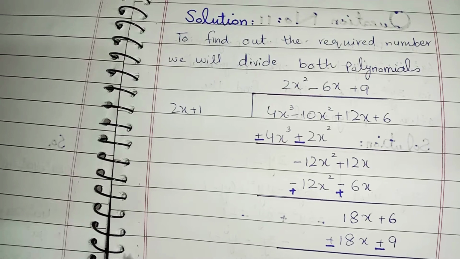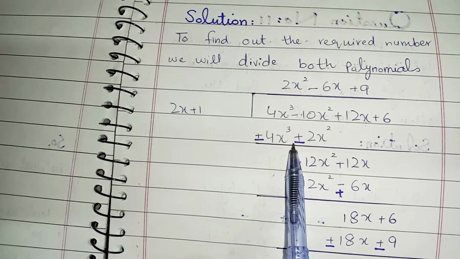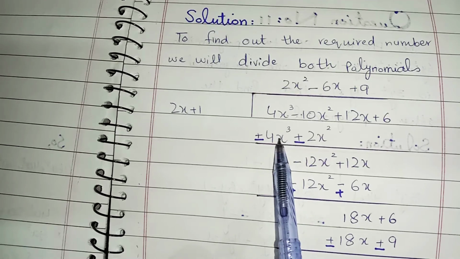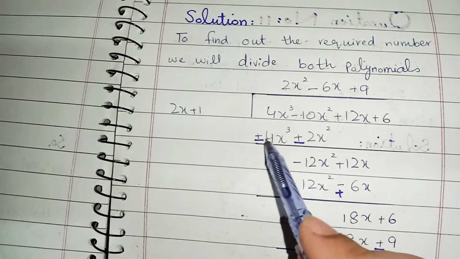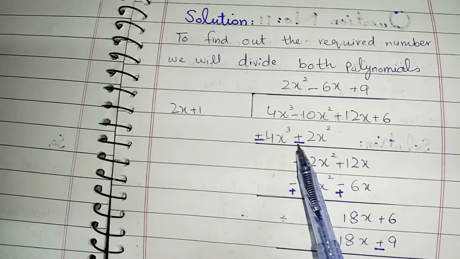Now our next step is to change the sign. Here we have plus, we will change into minus. Here we have plus, we will change into minus. Both terms are same but having opposite sign will cancel out. Then we have minus 10x square minus 2x square.